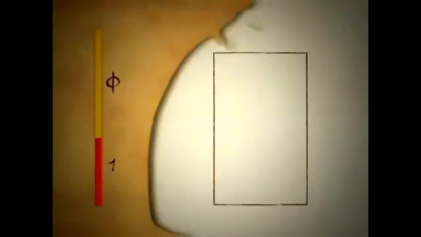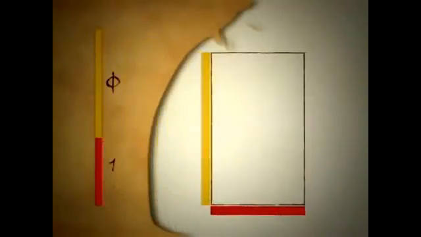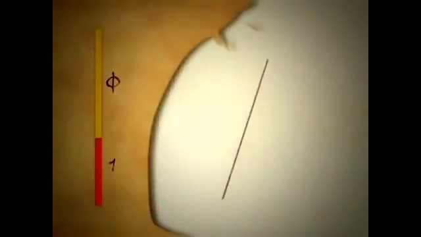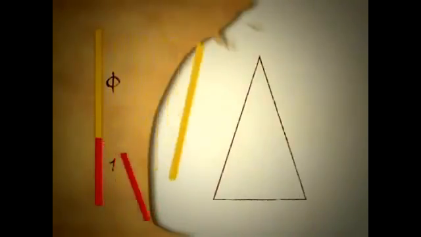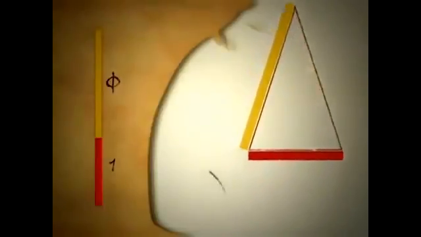A rectangle, in which the proportions of its sides correspond to the golden section, is called a golden rectangle. Similarly, isosceles triangles, in which 2 sides are in this proportion, are termed golden triangles.